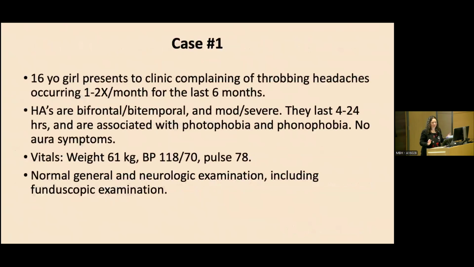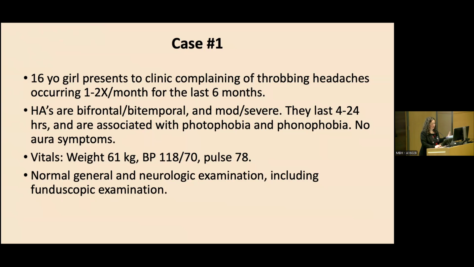So I wanted to bring it now to a more granular case level and say, let's imagine an adolescent girl. This is epidemiologically the most common type of patient that you will have with migraine. She's coming into the clinic with throbbing headaches once or twice a month for the last 6 months. They're bifrontal, bitemporal, moderate to severe in intensity. They last between 4 and 24 hours and are associated with photophobia and phonophobia, no aura. Vitals are shown here.